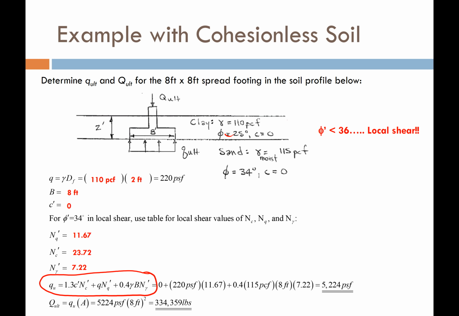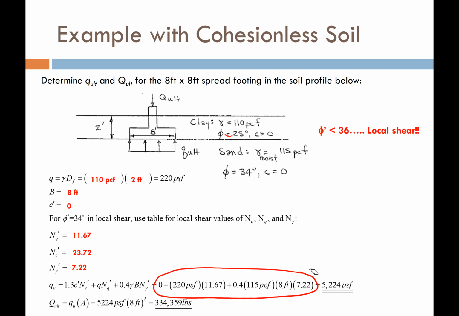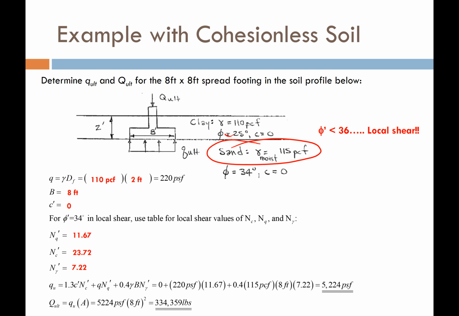So this is it. Now, once I have it, all I have to do is start plugging in all my numbers. That's exactly what I do in this portion of the equation right here, and I get a value of 5,224 pounds per square foot. That's my ultimate bearing capacity in this bearing layer of sand when my footing is buried at a depth of 2 feet on top of it. So that gives me little q ultimate.